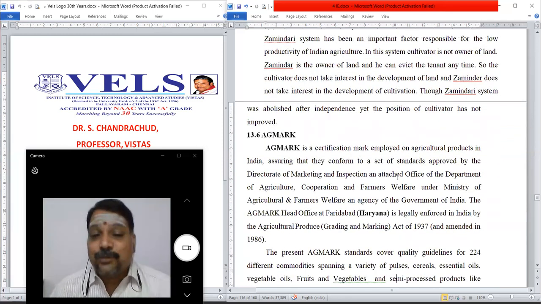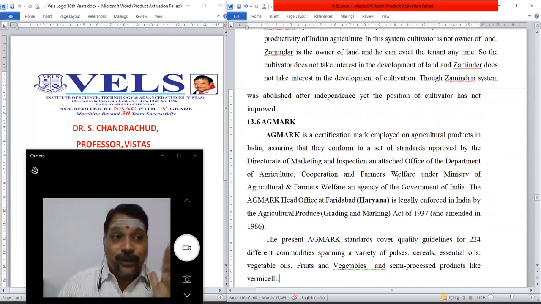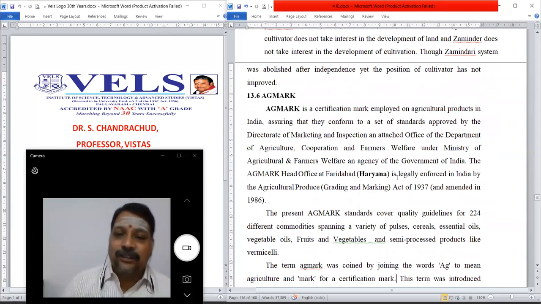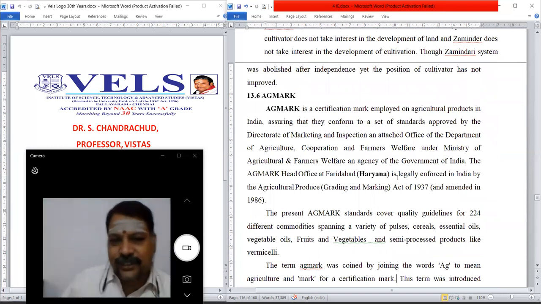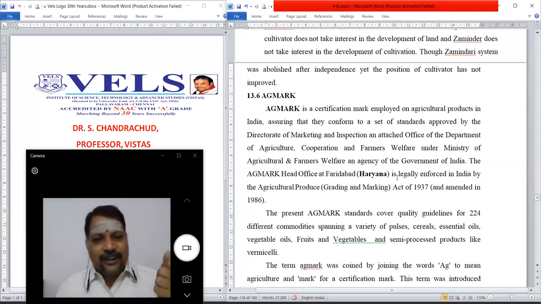Now let's move to the application thing. Now we have to think about the quality of the product. For that, they introduced a system called AGMARK system. AGMARK is a certification mark employed on agriculture products in India, assuring that they conform to a set of standards approved by the Director of Marketing and Inspection attached with the Office of Agriculture. The Ministry of Agriculture and Farmer Welfare has given authorization about the quality of the product.